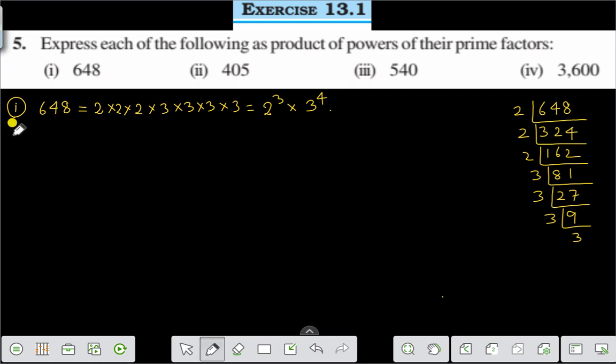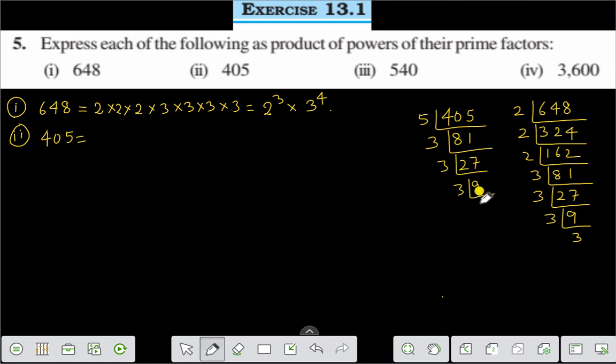Now, question number 2, here you see, is 405. If you divide 405 by 5, you will get 81. Here you can write it again as divided by 3. That is 3 2s are 6, 3 7s are 21, 3 9s are 27, and 3 3s are 9, 3 3s are 9.